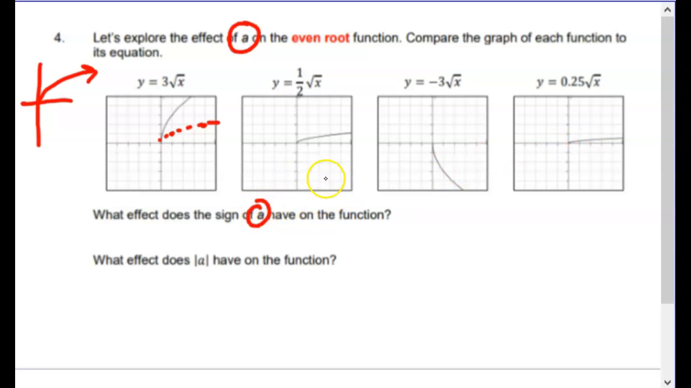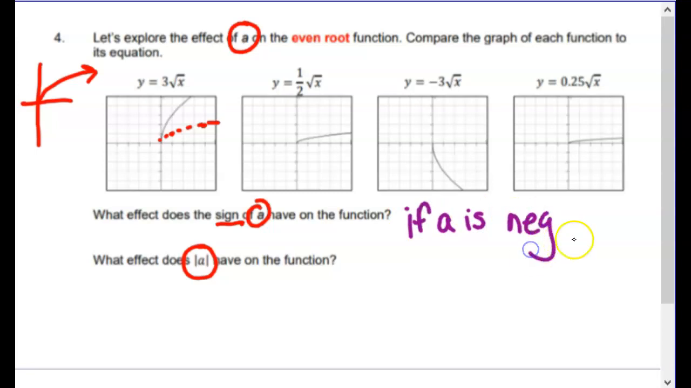Does anybody know what that's called? This first asks what effect the sign of a has on the function. If a is negative, what happens to the function? Anybody know? Yeah, it reflects, it's called a reflection across which axis? Yes.